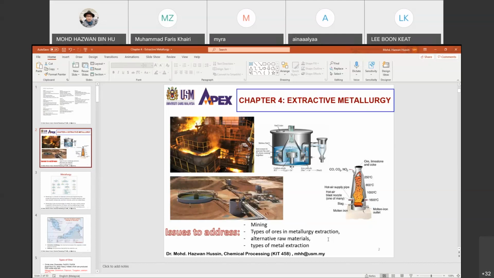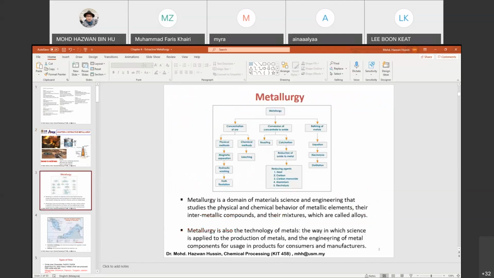And finally, the type of metal extraction. The type of metal extraction can be divided into 3. Okay, so the first one is known as pyrometallurgy, second one hydrometallurgy, and third one electrometallurgy. All this we are going to study in more detail in this chapter.